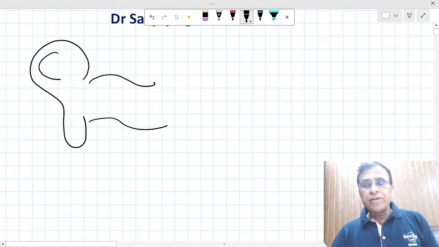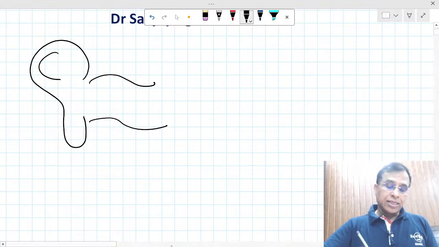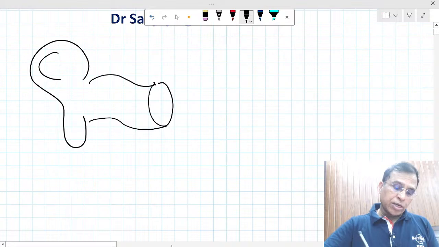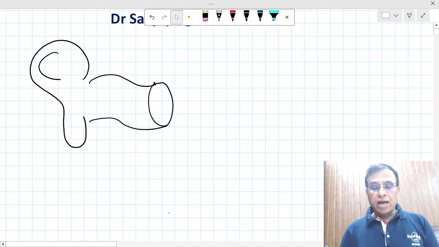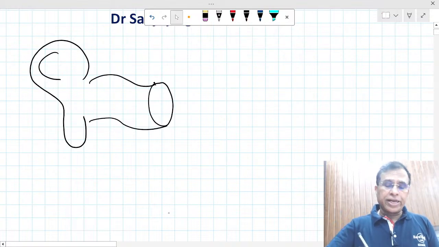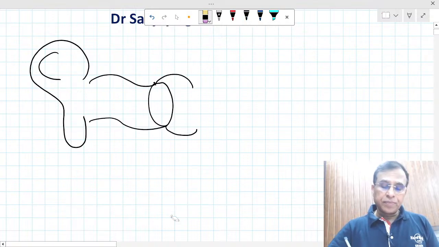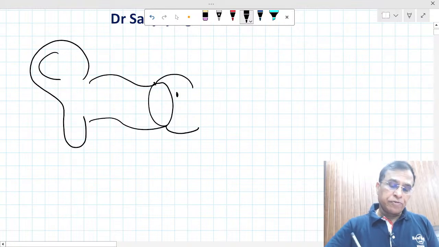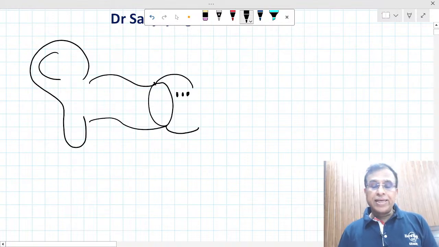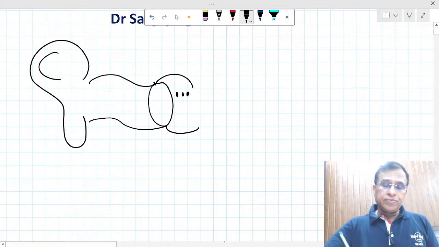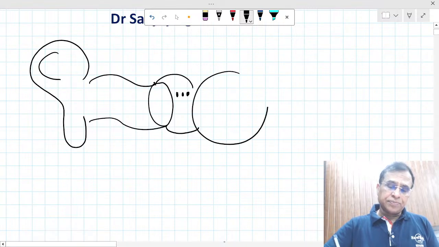Can you tell me what do you have at the end of the canal? There is a membrane here called tympanic membrane, and after the tympanic membrane there is a very small cavity. So I draw it like this, and this is the middle ear cavity. In middle ear cavity there are three ossicles, so I prefer to draw three dots like this, three ossicles. And then inner ear. Inner ear, I draw a very simplified circle.